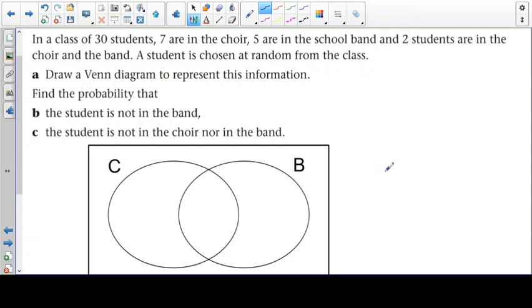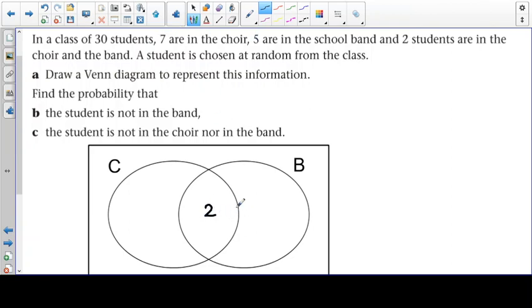So in a class of 30 students, 7 are in the choir, 5 in the school band and 2 students are in the choir and the band. A student is chosen at random from the class. Draw a Venn diagram to represent this information. So choir, band, 2 students are in the choir and the band. So because I've just given frequencies, I'm just going to use frequencies in my Venn diagram.